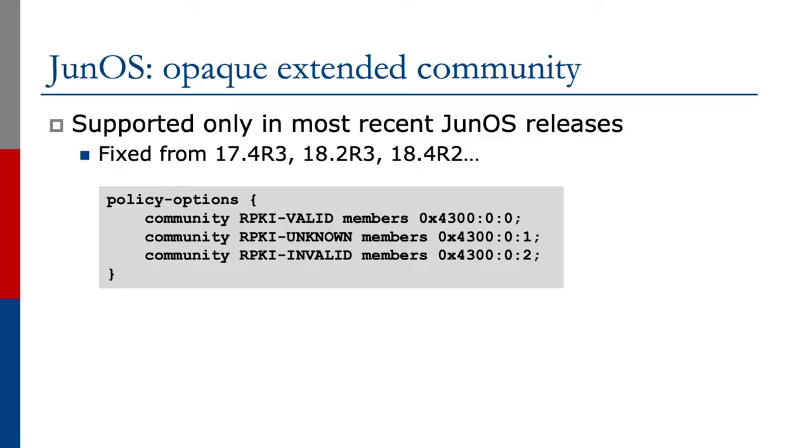In Junos, the opaque extended community was only supported for most recent Junos releases, as shown on the slide. So we now can configure these as policy options, and it means that interoperability between Cisco IOS and Juniper routers is possible using these three opaque extended communities. So check with Juniper if you need an updated Junos release to be able to support this.